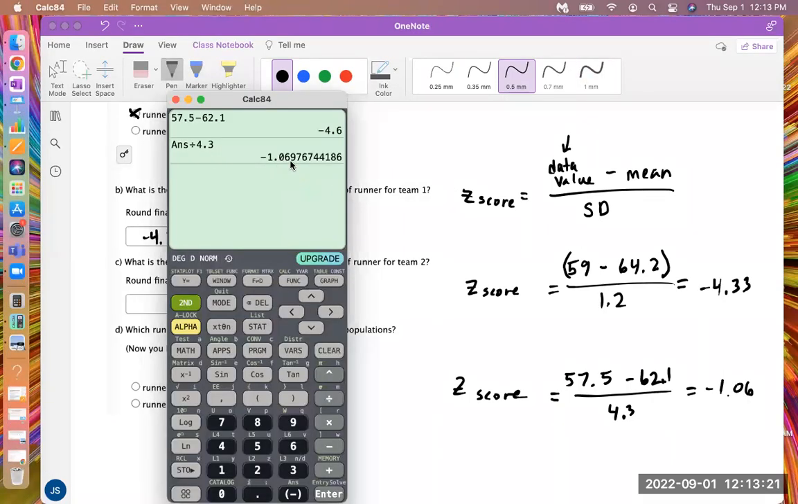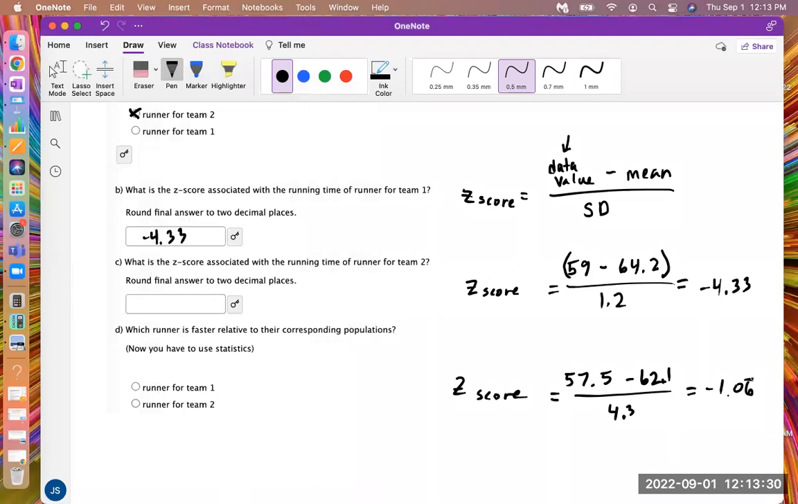Oh, hold on a second. If I rounded to 2 decimal places, the next digit is 9, so it would make the 6 go up to a 7. So I'd say 1.07 if we rounded to 2 decimal places.